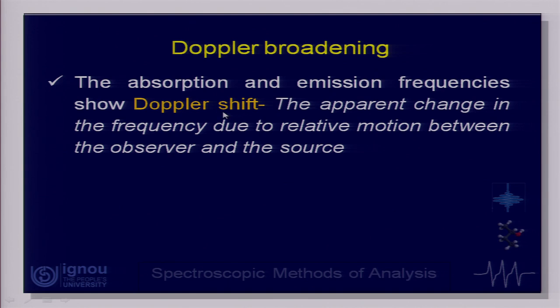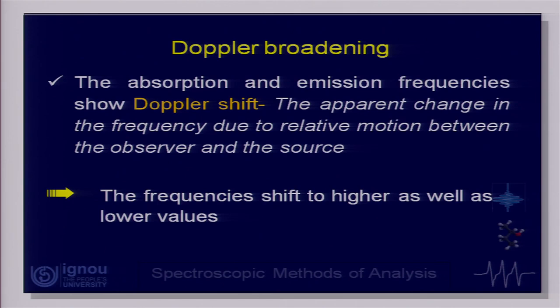That means a stationary molecule, if it emits radiation of a certain frequency, we will observe it as the same. Suppose it is moving at high velocity and gives out a photon. The effective frequency you observe for that photon happens to be different. This change in frequency is referred to as the Doppler effect.